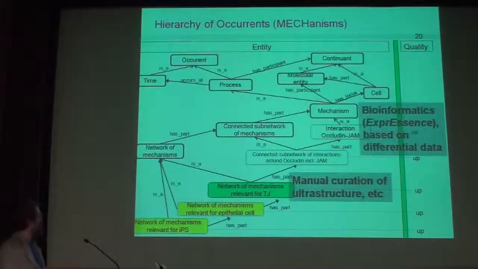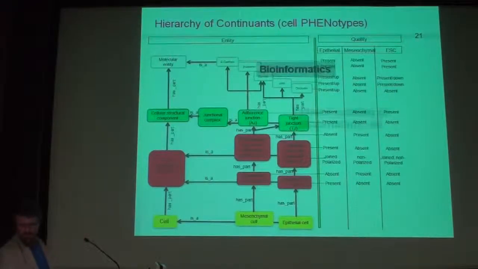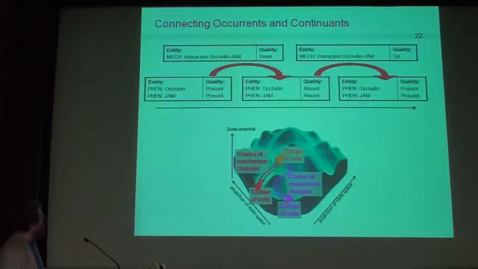So this matches very nicely. And you can also have ultrastructure, cell components described, and you can put it all into this hierarchy. And we've also got a hierarchy of continuants of cell phenotypes, which follows a kind of similar set of rules. Again, you can have bioinformatics knowledge and manual curation, and we can even put both ontologies together.